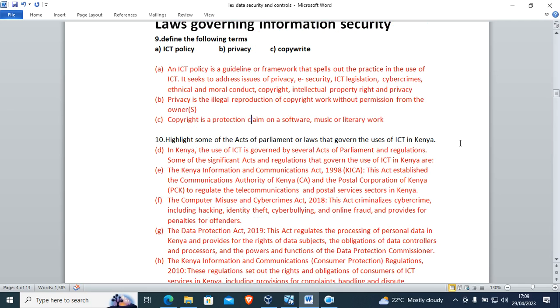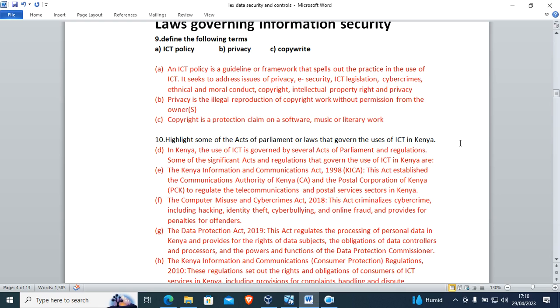Then we have: define the following terms: ICT policy, privacy, and copyright. An ICT policy is a guideline or framework that spells out the practice in the use of ICT. For example, in your computer lab, you may hear your computer teacher giving ICT policies like do not enter the computer lab when there is no teacher, do not exchange computers, do not exchange gadgets, do not unplug network wires. So that is a policy. It's just a guideline of how ICT gadgets or ICT itself should be used.